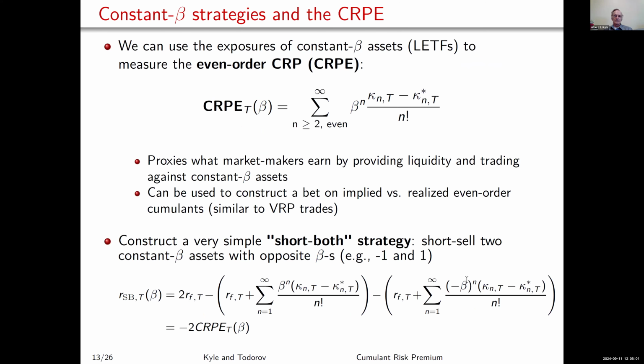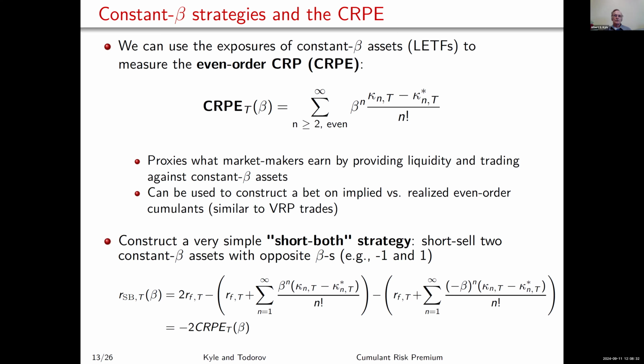So let me keep going here. We can use the exposure on the constant beta assets to focus on one interesting case, and the interesting case is looking at the even order cumulants only. So let's look at variance, which is one of the first even order cumulants, and let's look at kurtosis, which would be the next one.